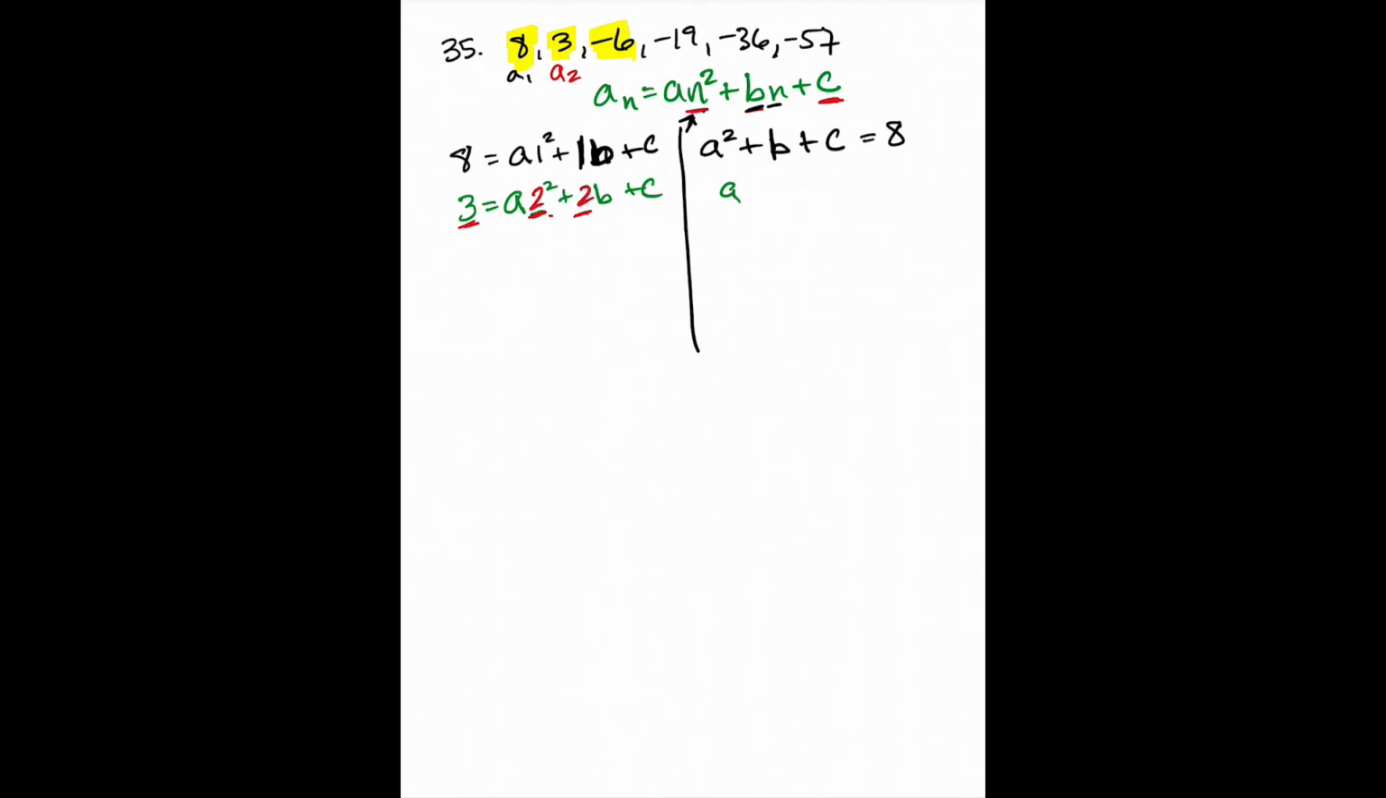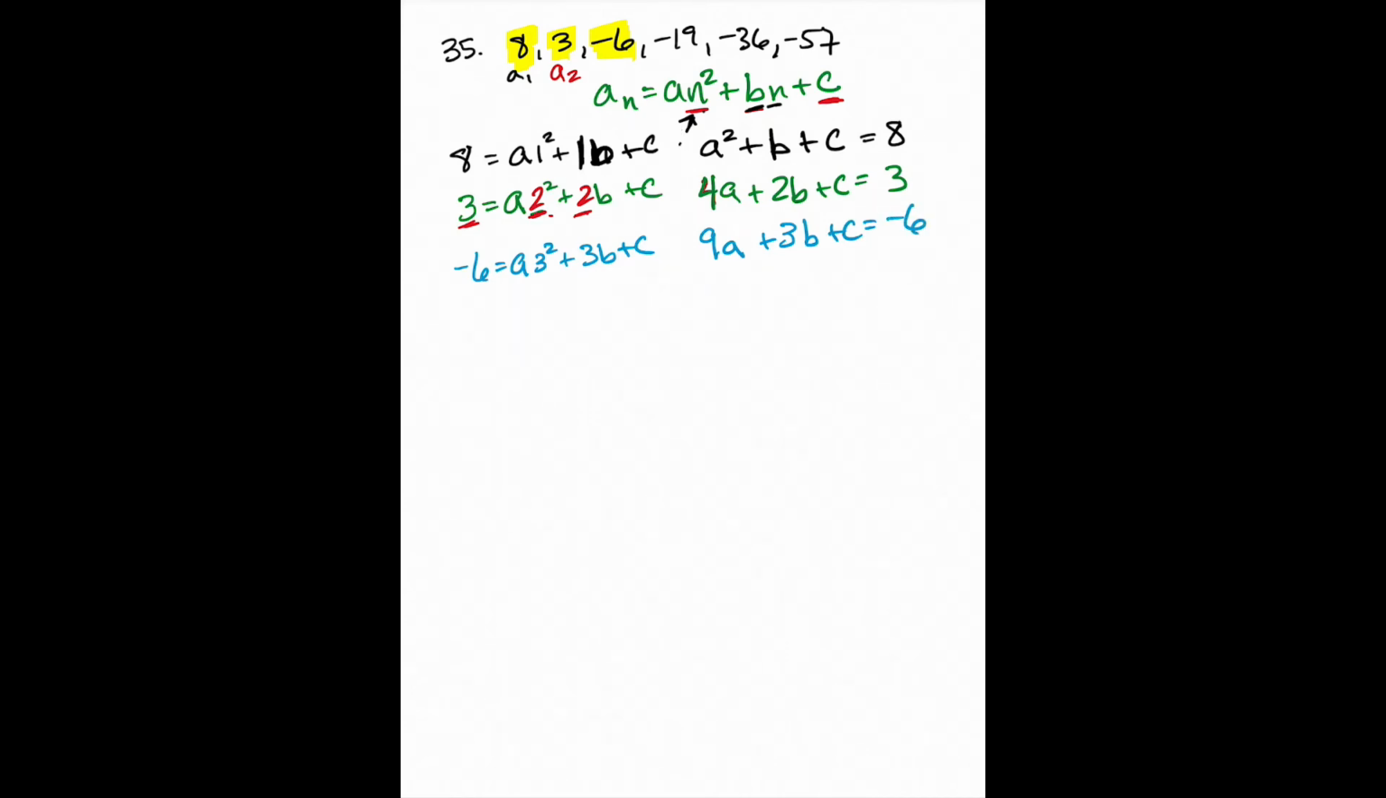So it's going to be 2 squared. So it's going to be 4a. Do it in green. It's going to be 4a, right? Plus 2b plus c equals 3. And then for my third one, it's going to be negative 6 equals a times 3 squared plus 3b plus c. And that will yield me 9a plus 3b plus c equals negative 6.